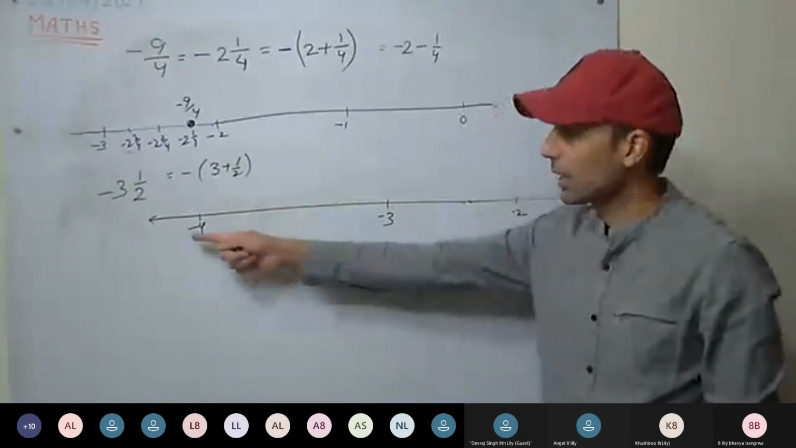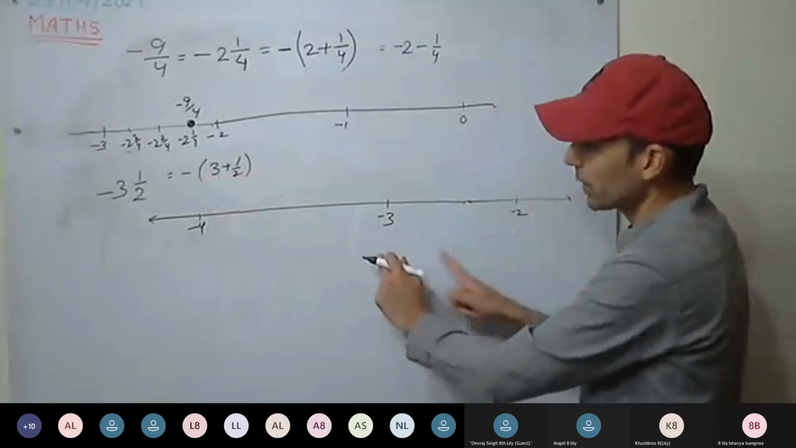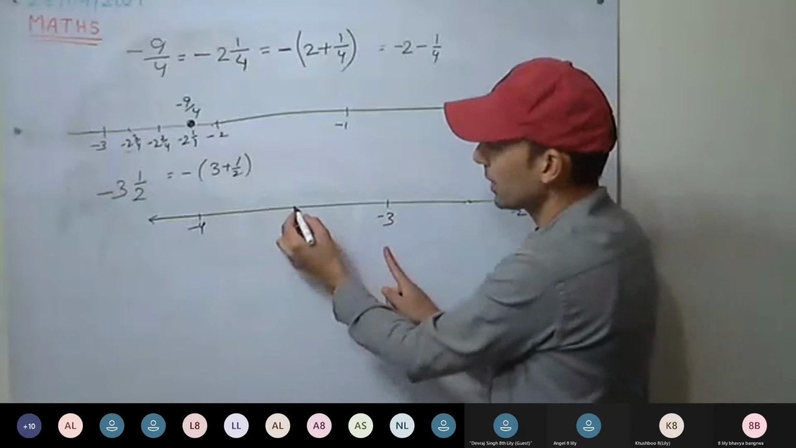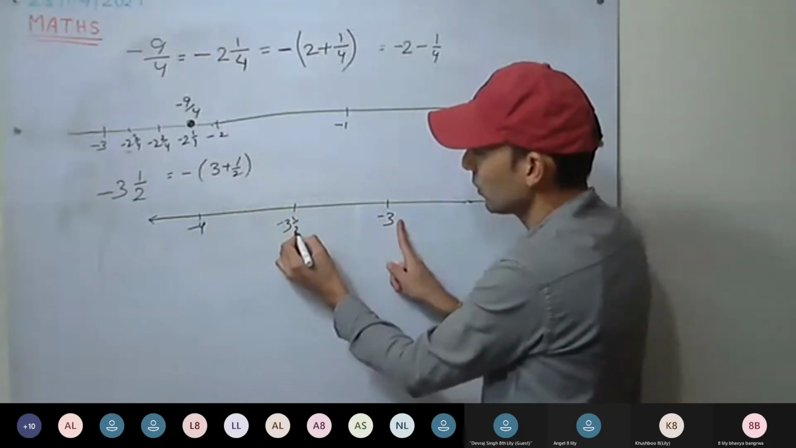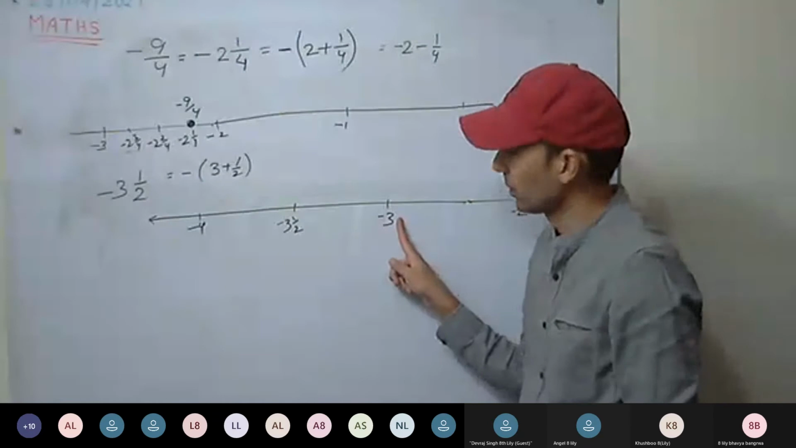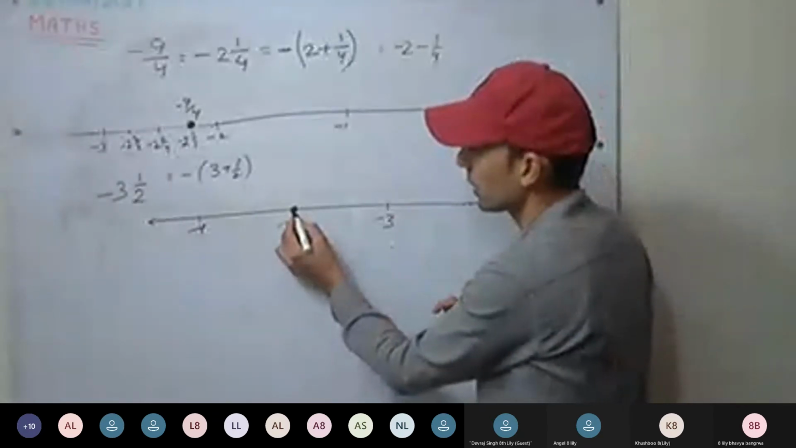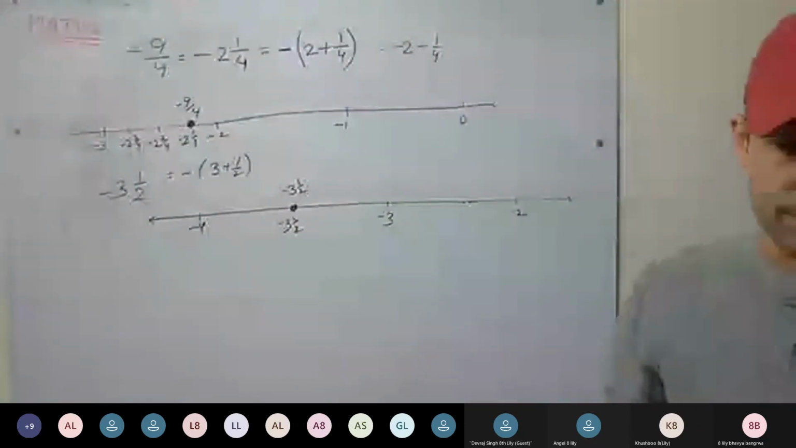So in this negative direction, 3 and a half. From 0, 3, and then half we have to get more. So minus 3 divided into 2 parts, it will be how much? Minus 3 1 by 2. We got it. Minus 3 1 by 2. Understood this one?